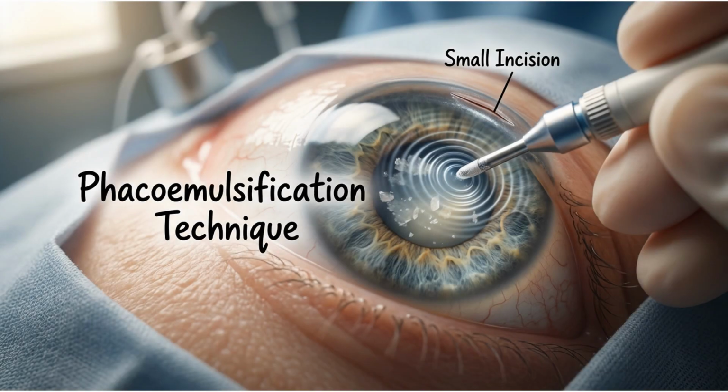Cataract surgery is a highly refined and common procedure, typically utilizing a technique called phacoemulsification. In this process, a surgeon uses ultrasound energy to carefully break up the clouded natural lens. The fragmented pieces are then removed through a very small incision, minimizing trauma to the eye and speeding up recovery.